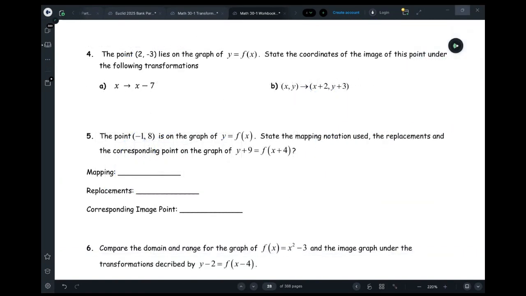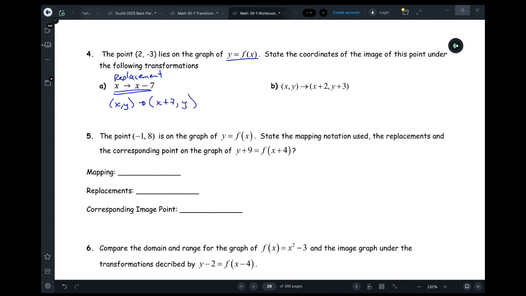Okay, so now let's keep going here. The question says the point (2, -3) lies on the graph of y = f(x). So this is an old point. State the coordinates of the image of this point under the following transformations. Okay, but watch what this is saying here. This is not an image point. That's a replacement. That is telling me what I'm doing to the function. What that does to the image point is a little different. That is going to make that (x + 7, y).